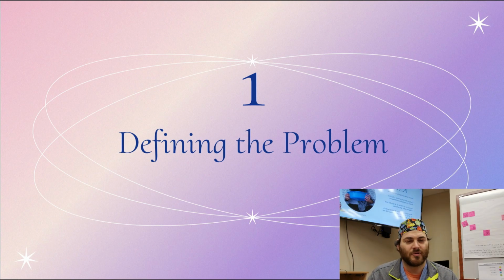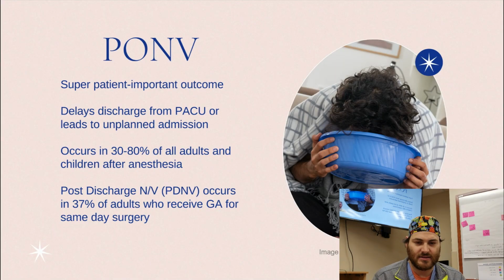So the first thing, of course, define the problem. So what is postoperative nausea and vomiting? This is basically nausea and vomiting after an anesthetic. And why is this an issue, right?